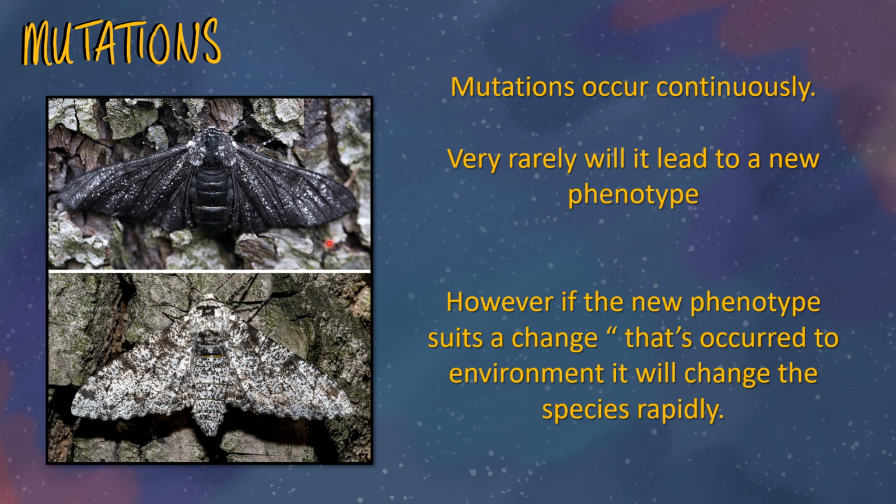So this change that we made through the Industrial Revolution, making the bark of the trees darker, actually changed how common this phenotype is in certain types of moths. Okay, so that's what we're talking about here. If the new phenotype suits a change, so the change in the colour of the trees that's occurred to the environment, it will change the species rapidly. So there were more of the black moths than the white moths.